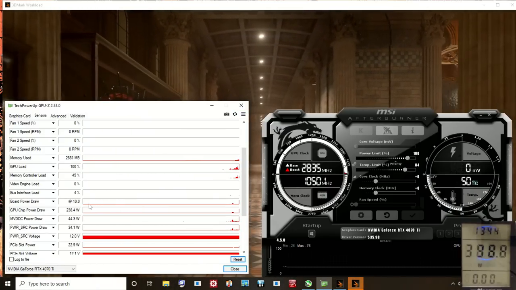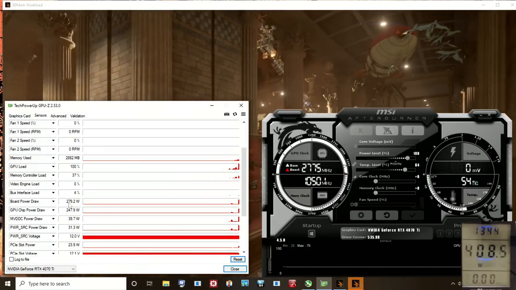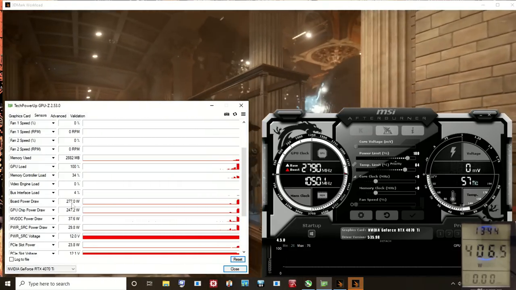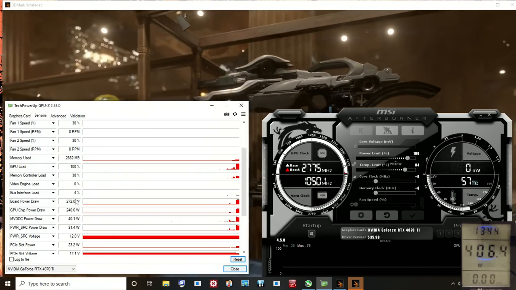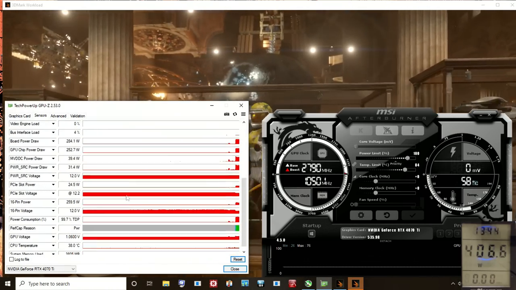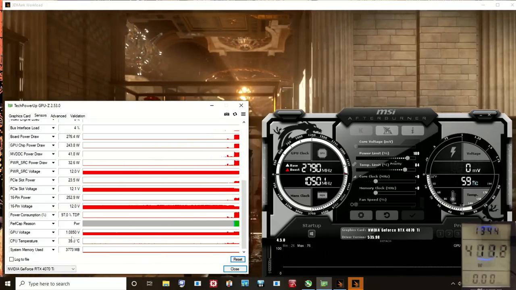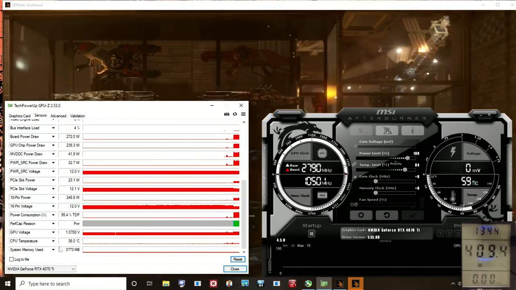Okay, so now Time Spy is running, and you can see that the card is reporting around 280 watts-ish of power consumption, right? Which is pretty typical power consumption for a 4070 Ti. Also, if we go down here to the performance cap reason, we can see that it's hitting the power limit, which is the whole reason why I've made this modification.